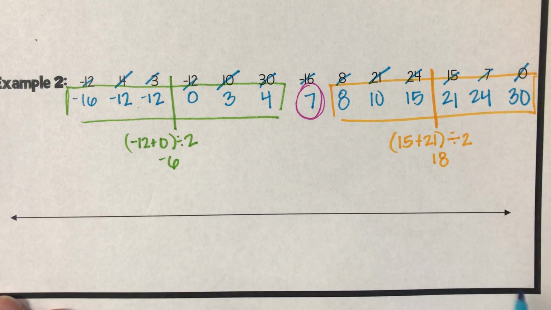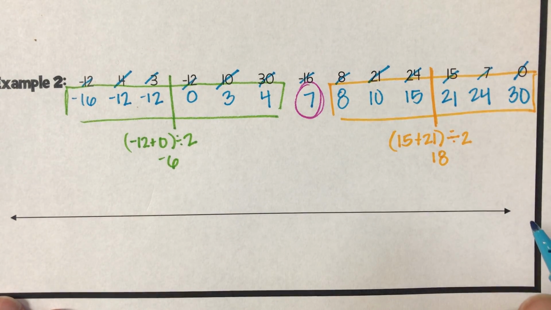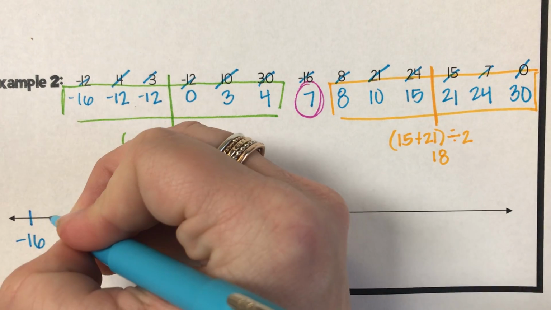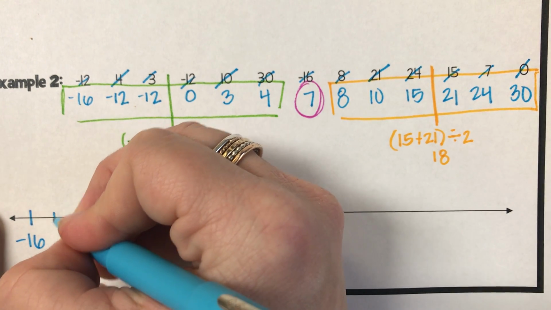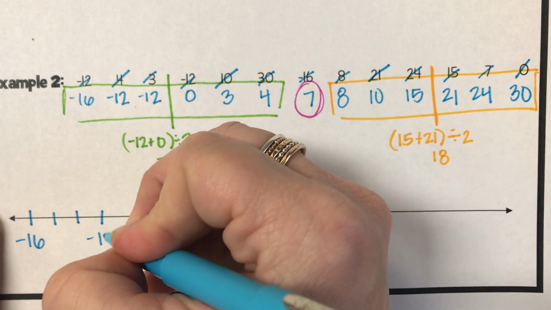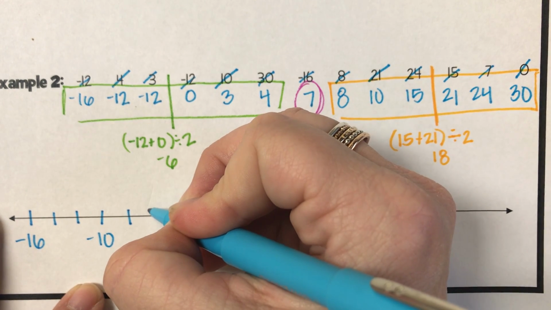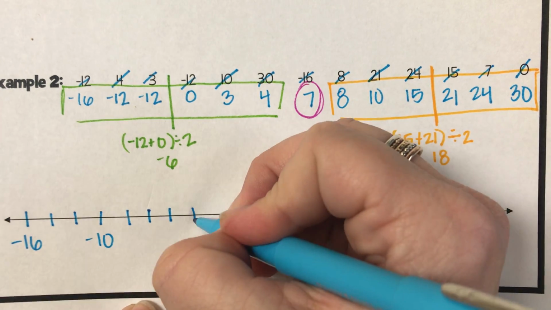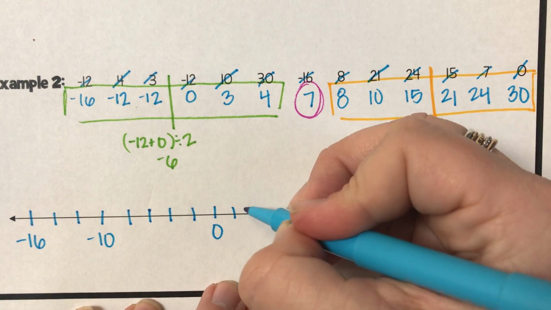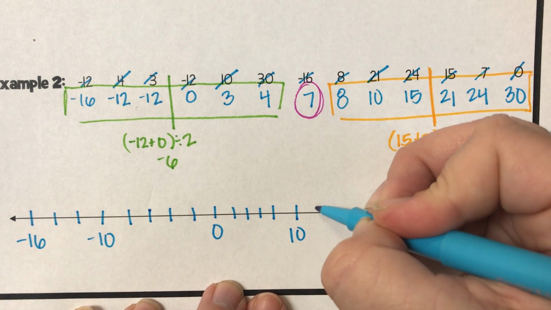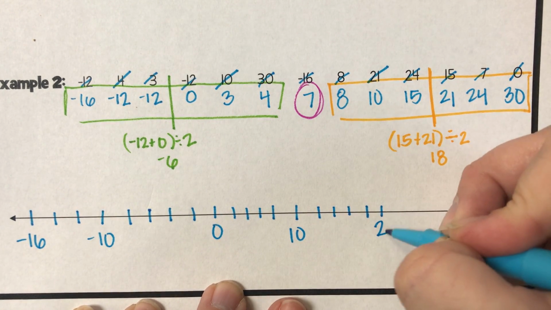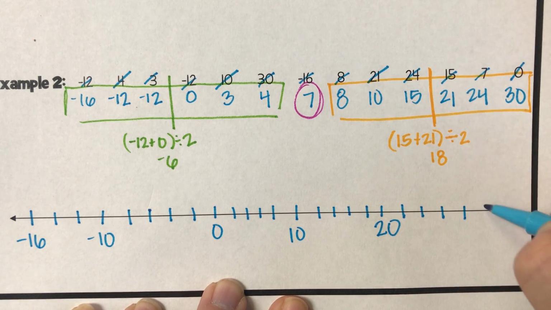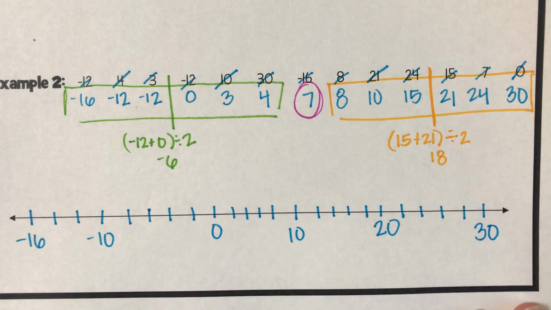So on my number line, I have to go from -16 to +30. So I'm going to start down here at -16. I'm going to go -14, -12, -10, -8, -6, -4, -2, 0, 2, 4, 6, 8, 10, 12, 14, 16, 18, 20, 22, 24, 26, 28, 30. Okay, so I have all the numbers covered. It's an evenly spaced number line, and now I can do my dots.